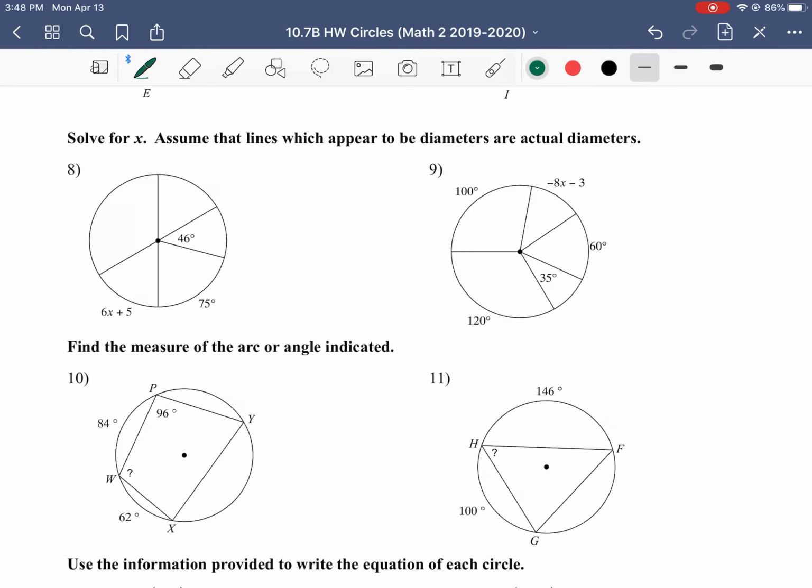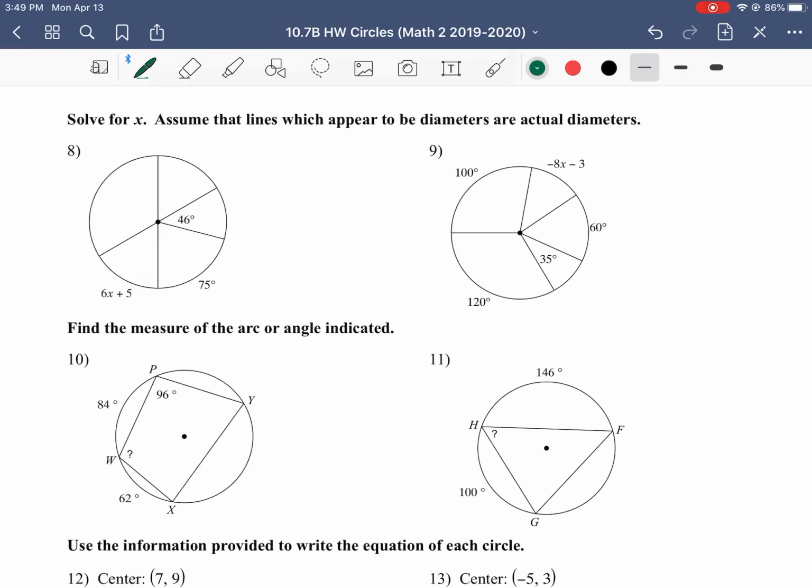Number 9, this one says solve for x. Assume that lines which appear to be diameters are actual diameters. Some of these that are written in on number 9, it doesn't look like we have any diameters there. So we are just trying to find this value of x up here at the top. In order to find x, we need to know what this measure should be. And remember, that measure is the same as the central angle that intercepts that arc.